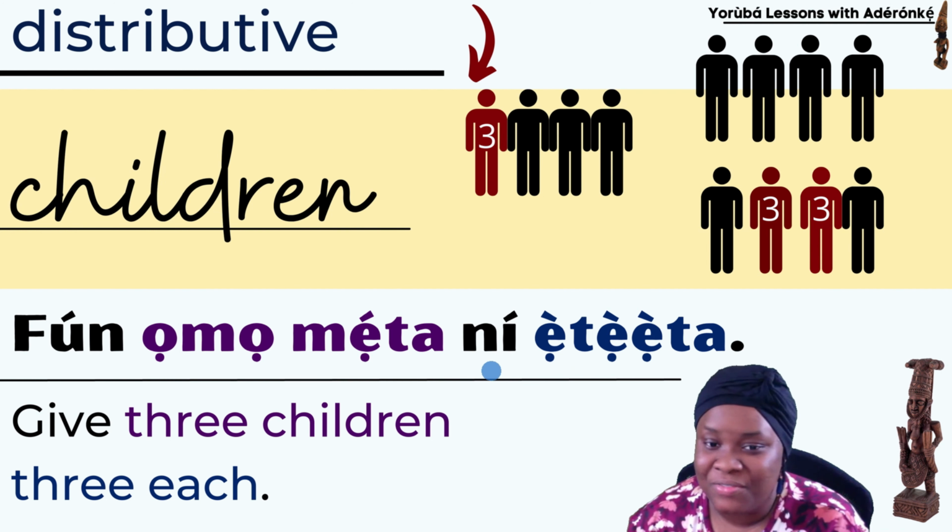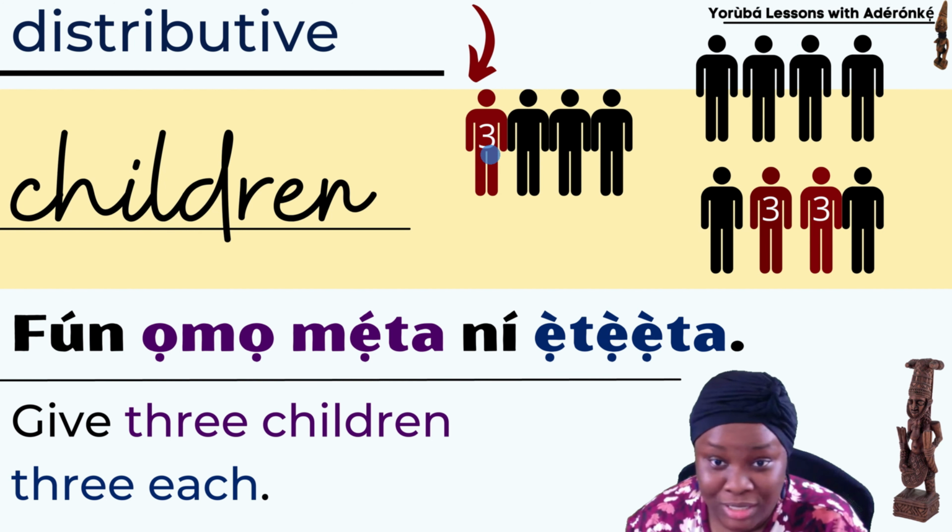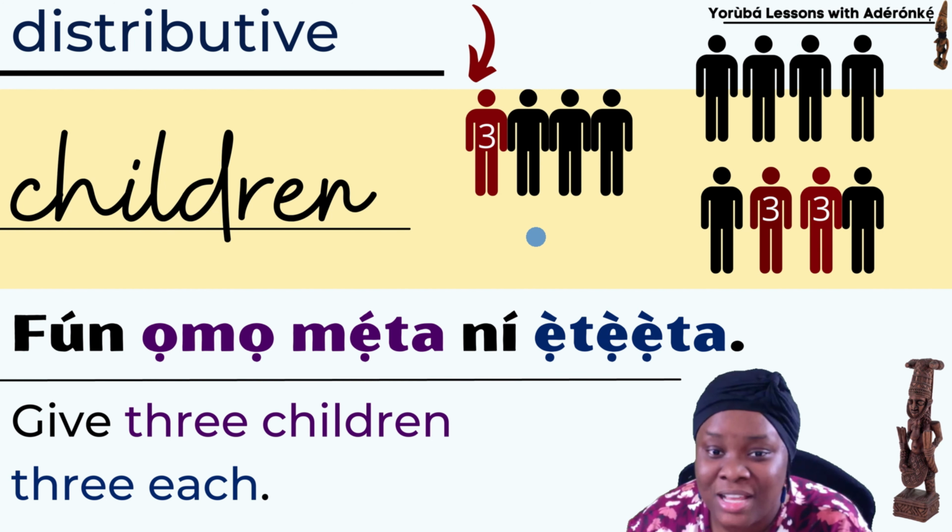This is what you would say if it's not coming after a noun. This is not a noun. This is like a preposition. Any 3 children. It doesn't matter if you picked all 3 from this group, or 3 from here, or 1 here, 2 here, 1 there. Doesn't matter. Just the instruction is, give 3 children 3 fruits each.